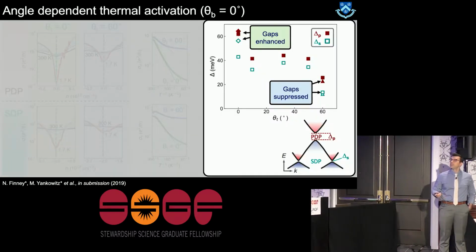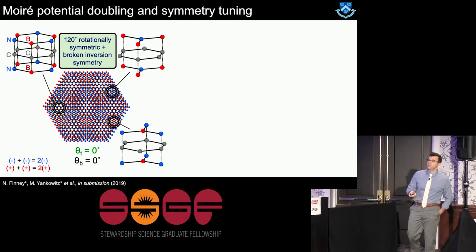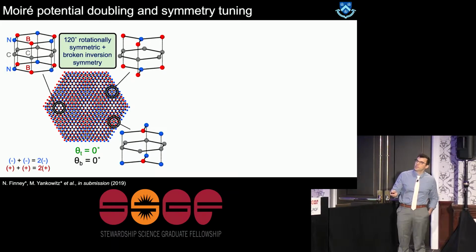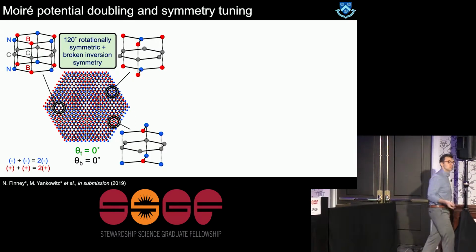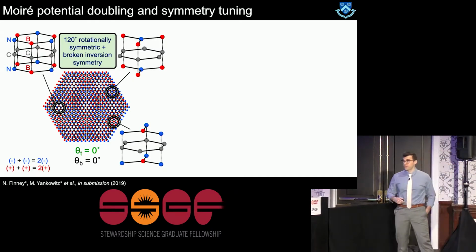OK, so looking at this curve, we can now go back to our consideration of symmetry. In the case where the top BN is aligned to the bottom 2 layers, we think again about the atomic registries, and we say, OK, yes, we have this point where we have near perfect atomic registry, nitrogen over carbon over nitrogen, boron over carbon over boron, and we're just going to imagine that I'm doubling the potential that we felt in the first case. So this is almost exactly equivalent to what we saw with graphene aligned to single layer boron nitride, but doubled. Here we still have this 120-degree rotational symmetry, and the inversion symmetry is broken.